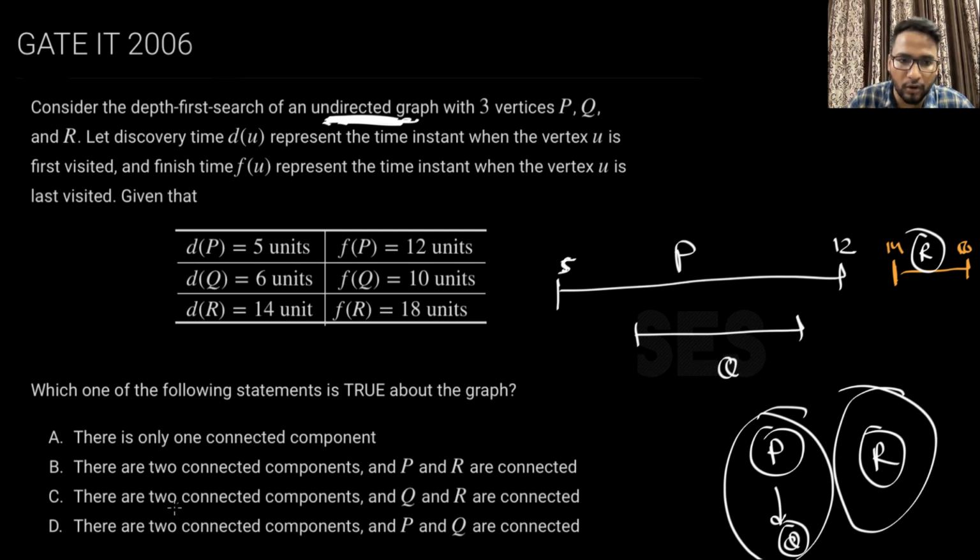So P and R are connected? No, P and R are not connected. There are two components, and Q and R are connected? No, there are two components. P and R, yeah, D is the answer. See, the moment you make this forest out of this interval, this question is extremely obvious using this parenthesis theorem. So this parenthesis theorem will basically just give you the confidence of how to deal with start time and finish time. And that is why I say that this is a very elegant, very easy, and very useful theorem.